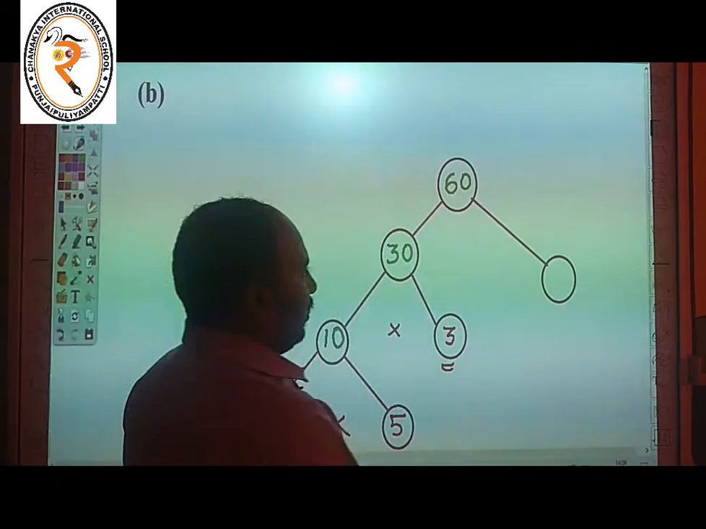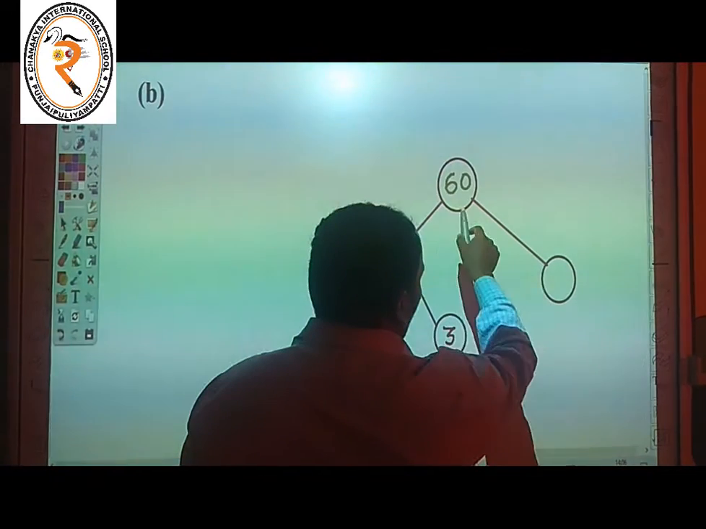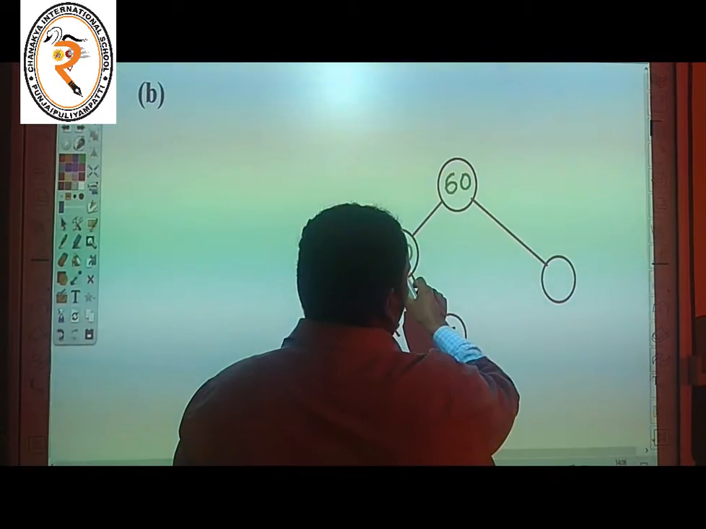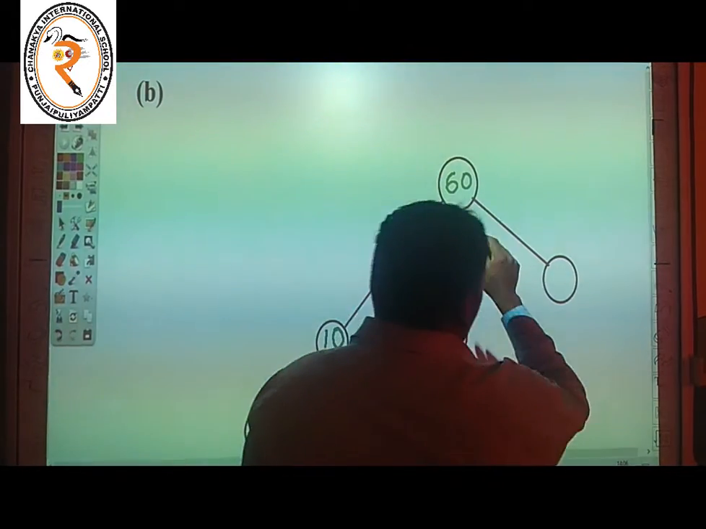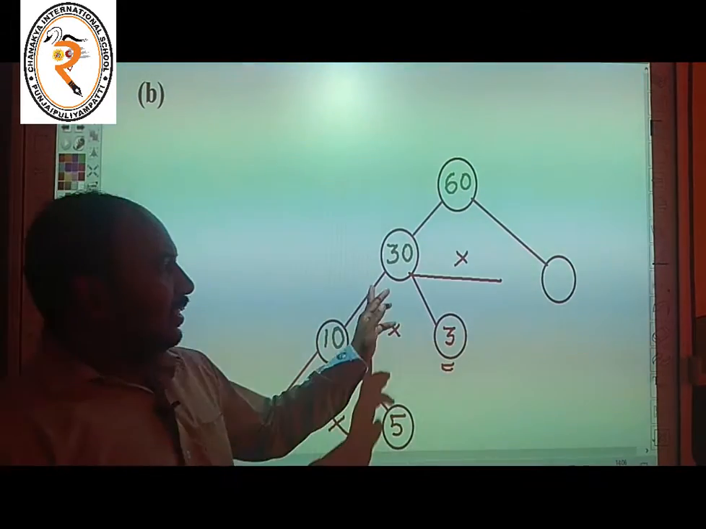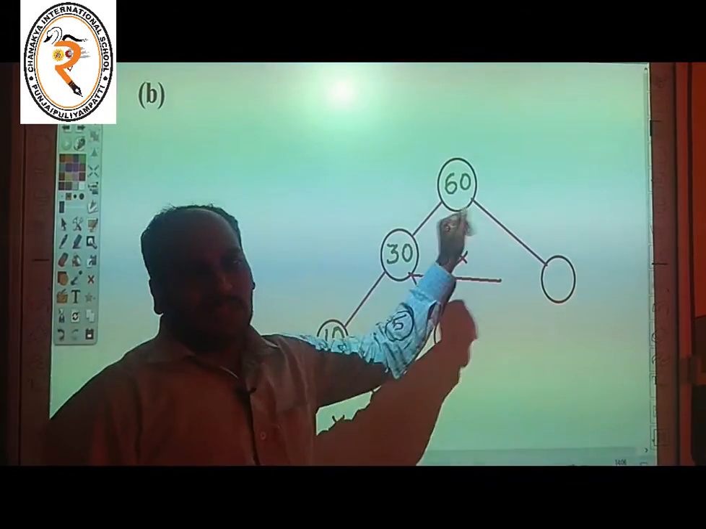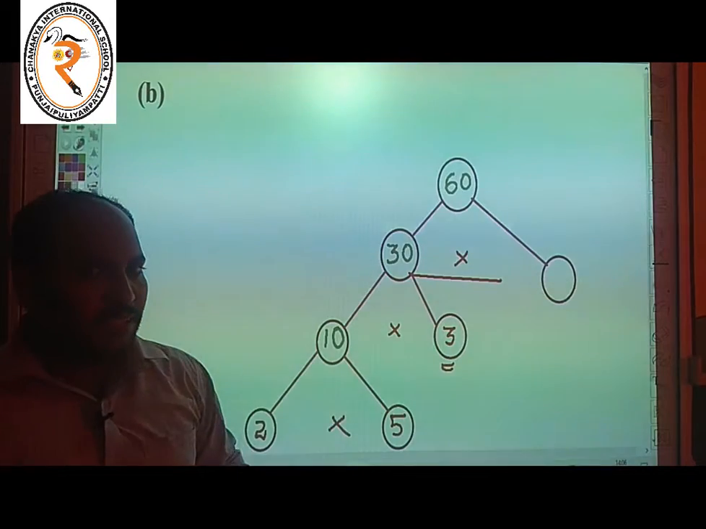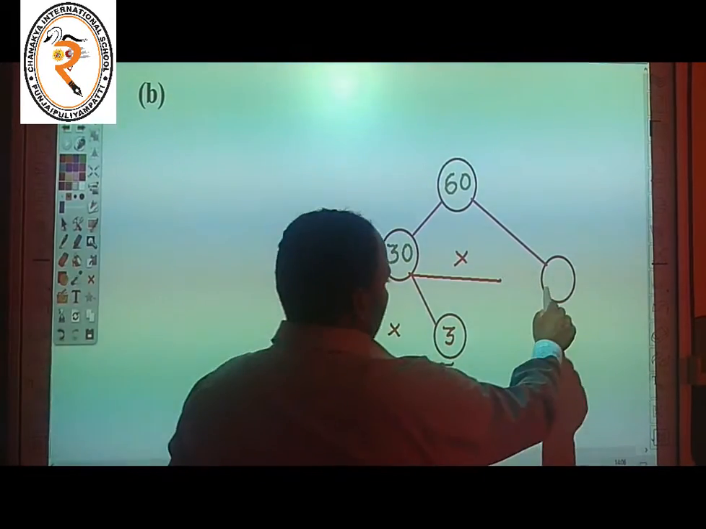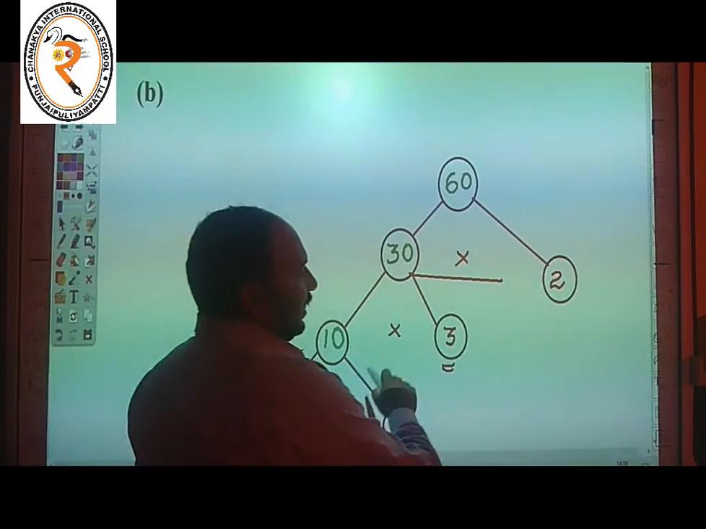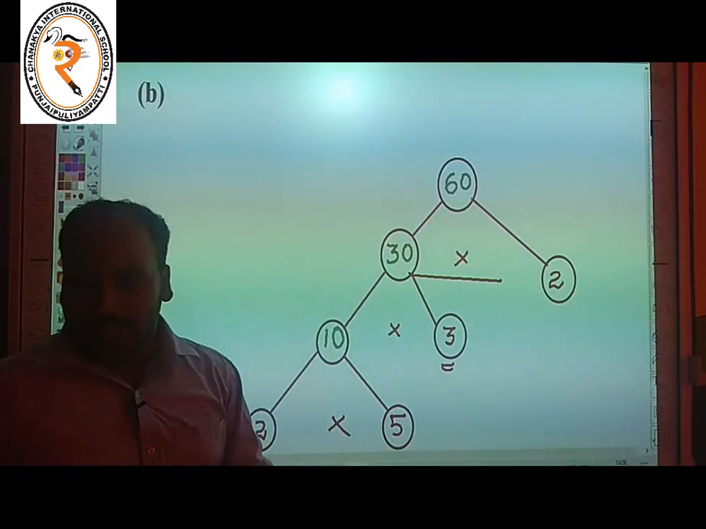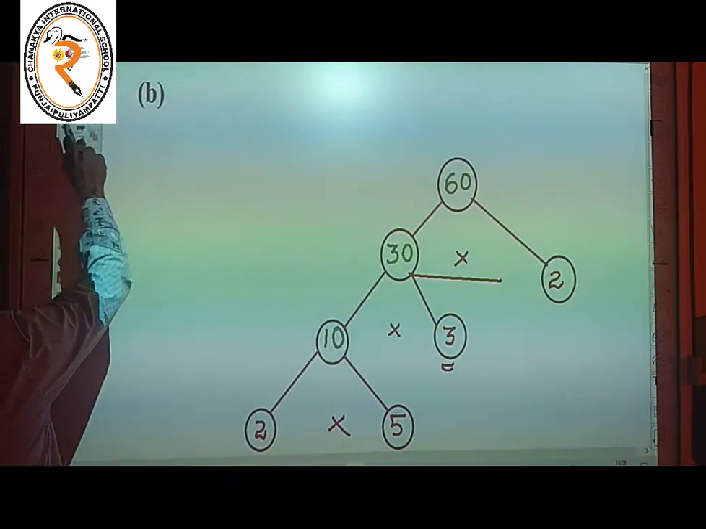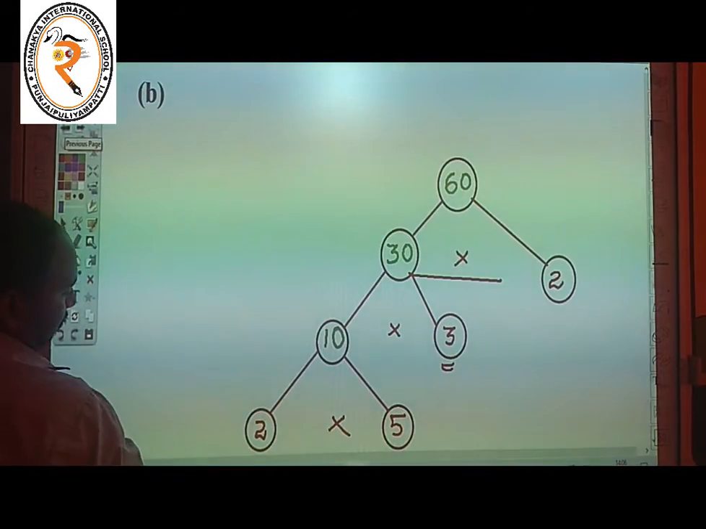The next one, we go to the last part. For 60, our question is 30 into dash is equal to 60. We want a prime number. The first prime number is 2. So 30 into 2 is equal to 60. And question number 4.